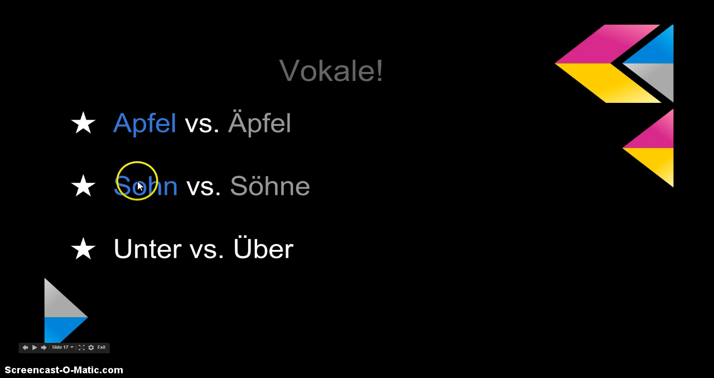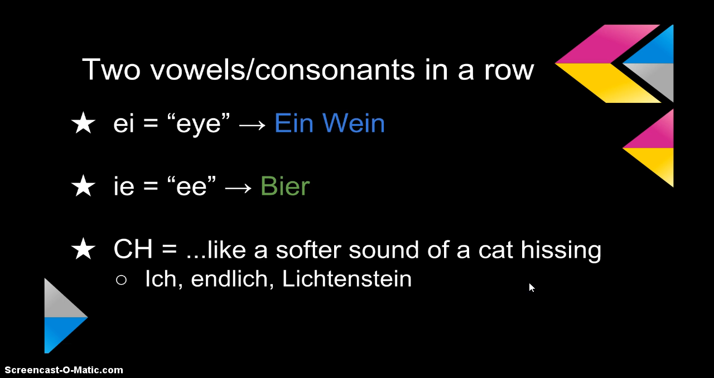For example, Apfel, Äpfel. Sohn, Söhne. Unter, über. Sehr gut. So two vowels or consonants in a row sometimes change these sounds a little bit.